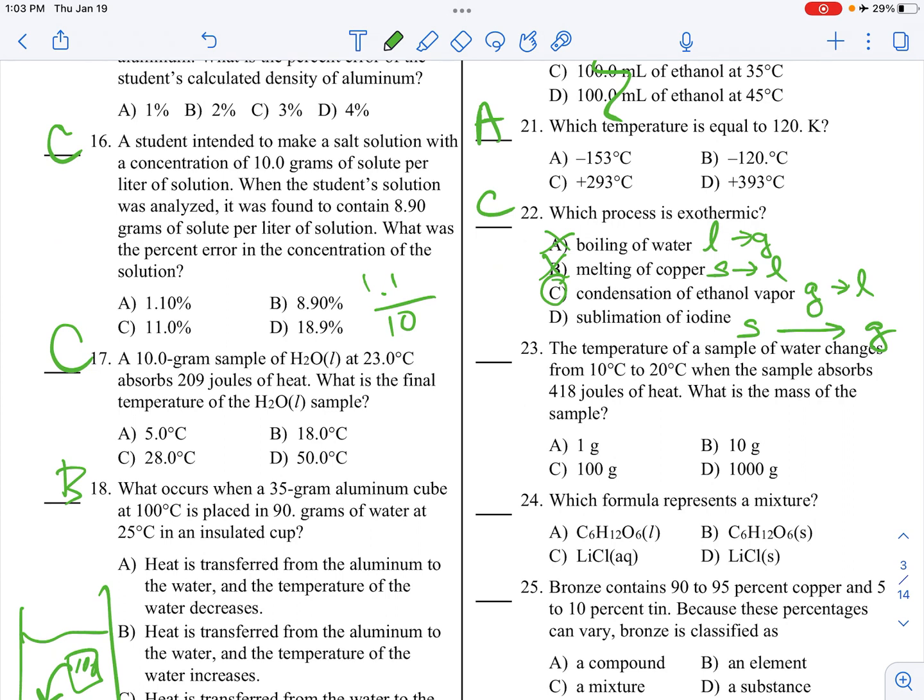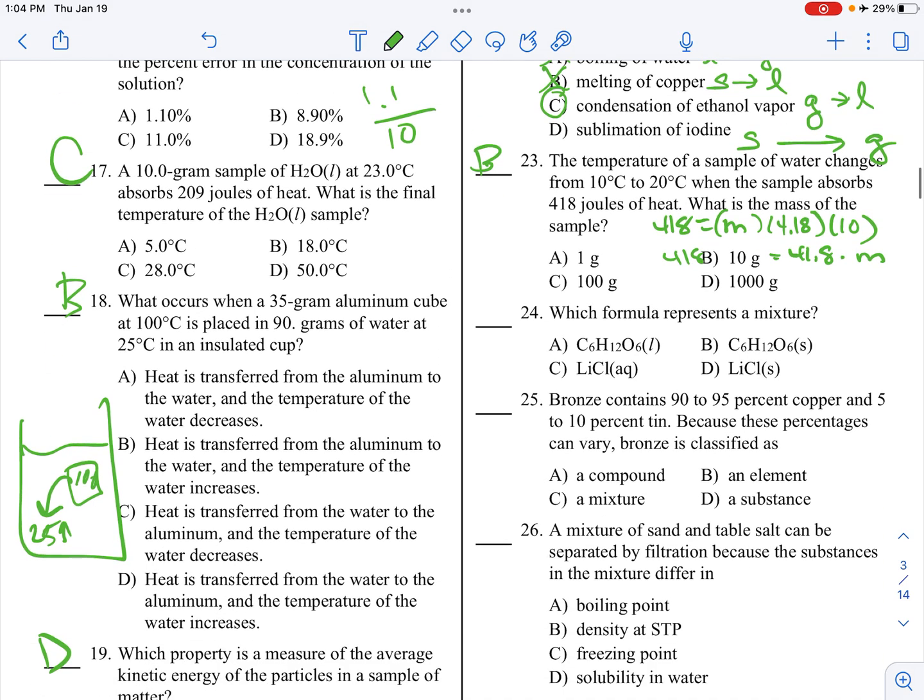Q equals MC delta T. Again, we're looking for mass. So 418 equals M, I don't know, it's water. So this specific heat capacity is found on table B. And T final minus T initial, this is 10. So once again, we have 41.8 times M. So 418 divided by 41.8, and you get 10 grams.